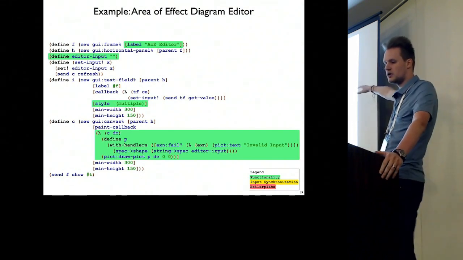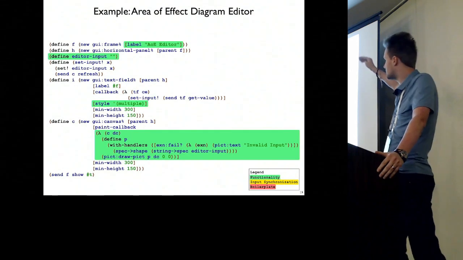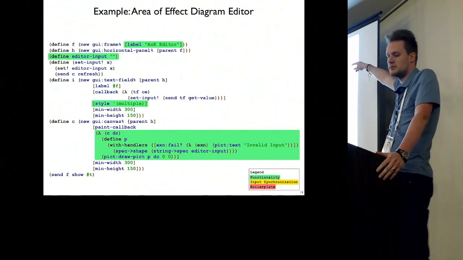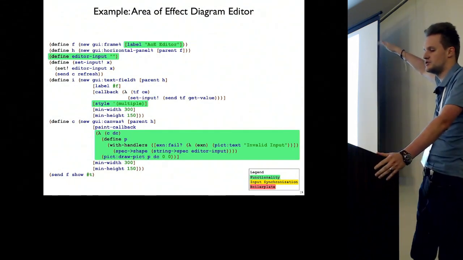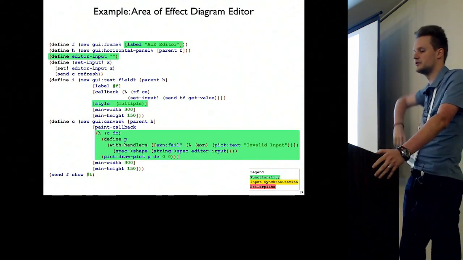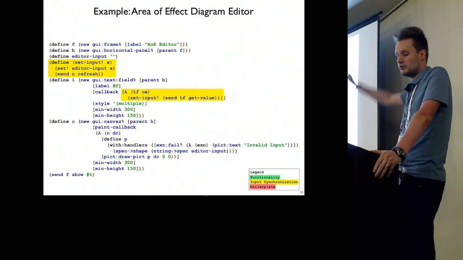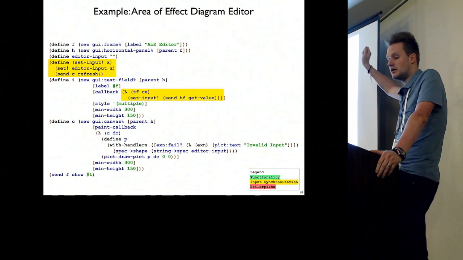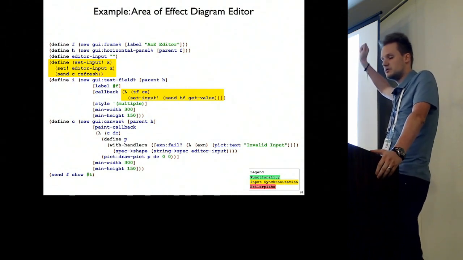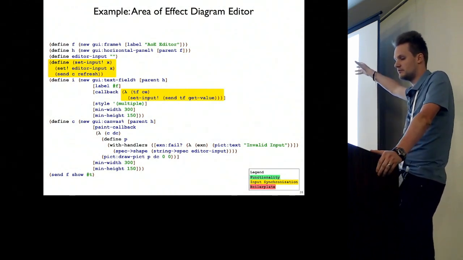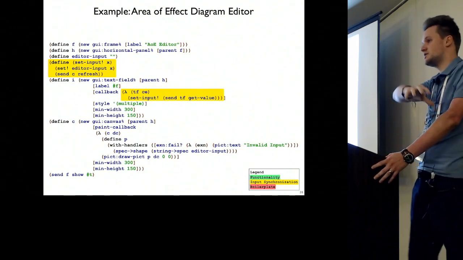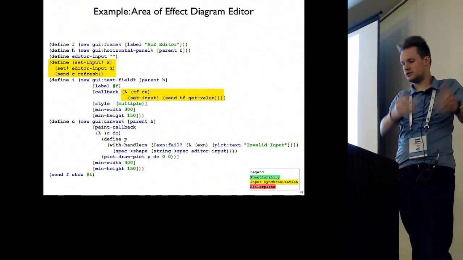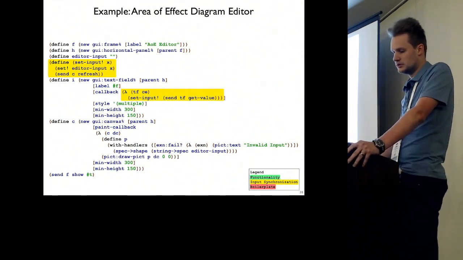We have some style on our editor. We have our state for our editor input at the very top, and we have just a label for the window so that we know what we're dealing with. We have a little bit of input synchronization, and we have to be careful that we get the editor input and refresh our canvas so that we draw an updated picture. Otherwise, our picture is stale.